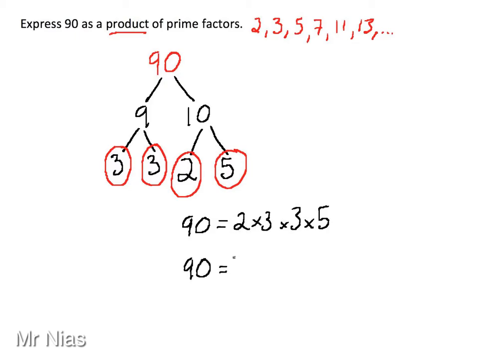Sorry about the little beep in the background. I have 2 times by 3, and because it's 3 times 3, we're going to put that as 3 squared times by 5. And that is 90 expressed as the product of its prime factors. And every whole number has a signature like this of prime factors, and every single number has a different kind of signature of prime factors. We're going to try another example now, but with maybe a bigger number with more prime factors on it.